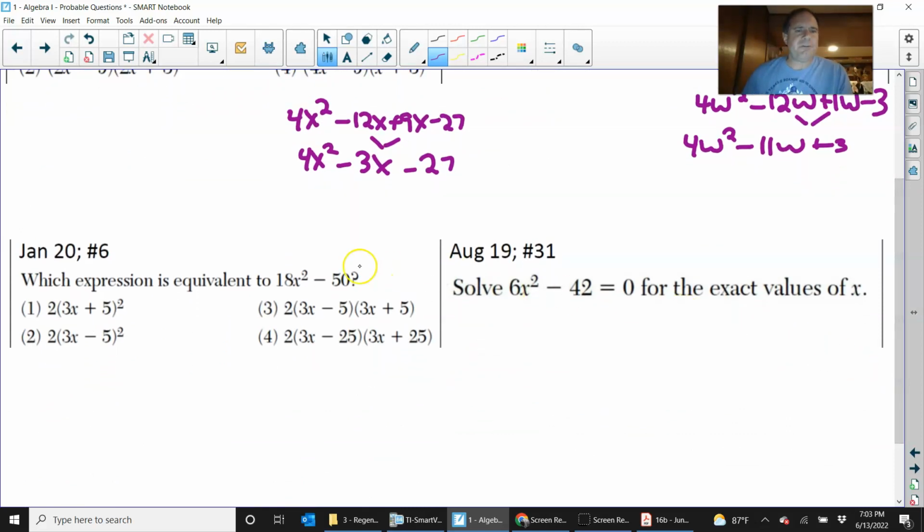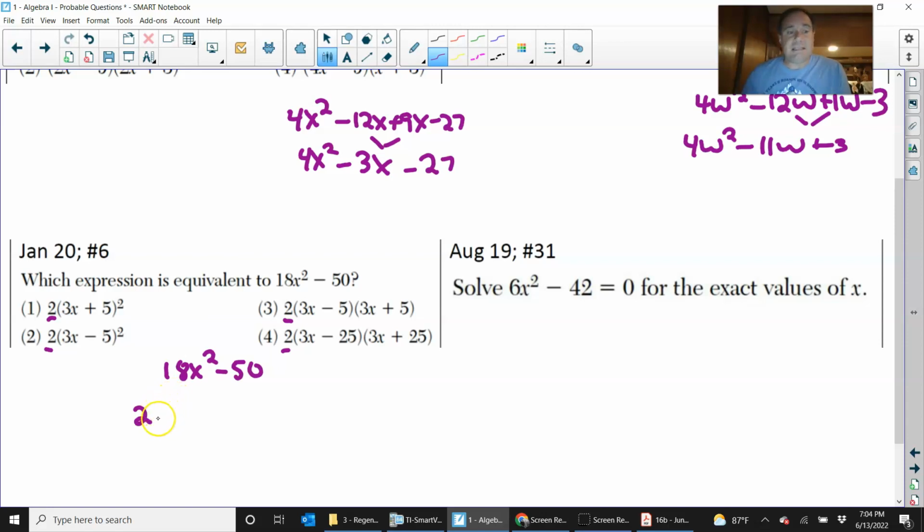Which expression is equivalent to 18x squared minus 50? So this one is a little bit tricky. I'm not going to say it's not, but just look at your multiple choices. All right, look at them. What are they factoring out of each one? Factoring a 2. So even if you don't know what to do, we're going to factor a 2. I'm just going to say 18x squared minus 50. I'm going to rewrite it. And I'm going to factor a 2 out because that's what they did, right?